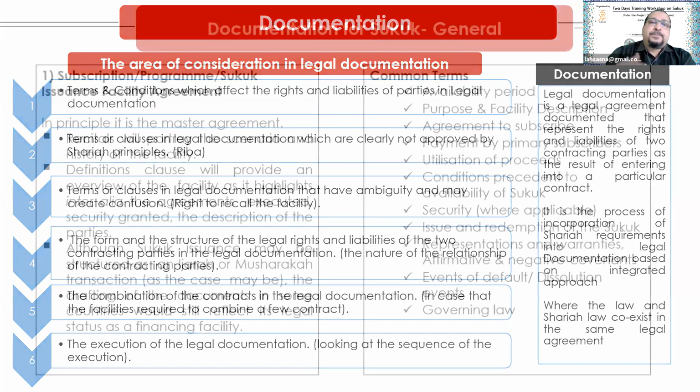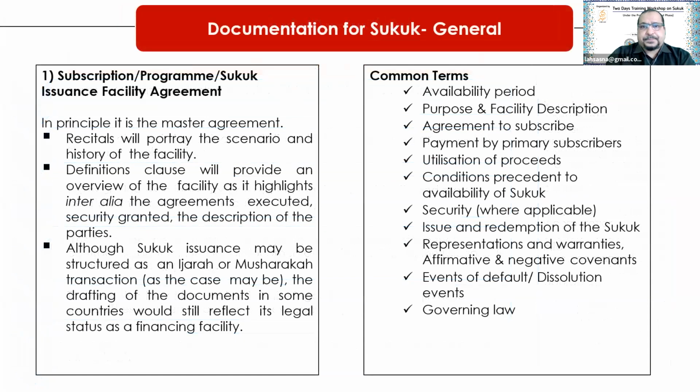Let's go one level lower, which is the documentation in Sukuk. We try to go general first, with a general approach on the documentation, because as I mentioned, the documentation could be Sukuk documents, Ijara documentation, Musharaka documentation, or Mudaraba documentation. So if we go with a general approach first, we have some important documents. The first one is the subscription program, or we call it the Sukuk Issuance Facility Agreement. This one is basically like the master agreement.